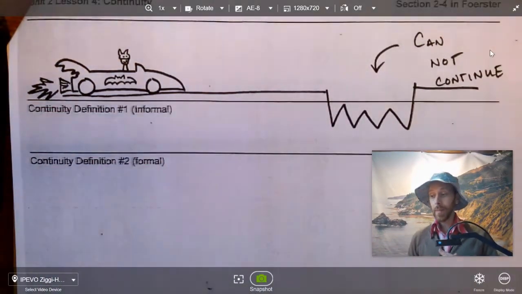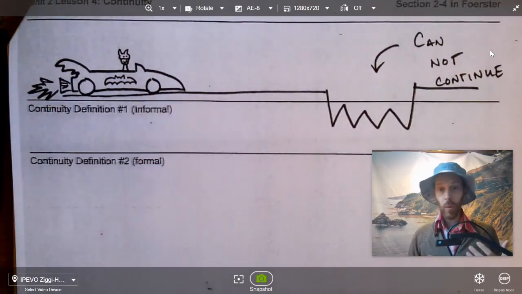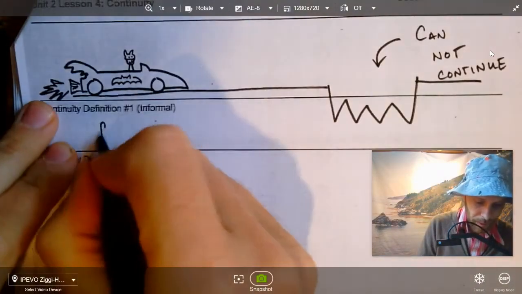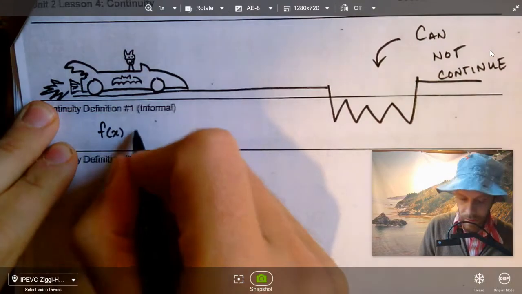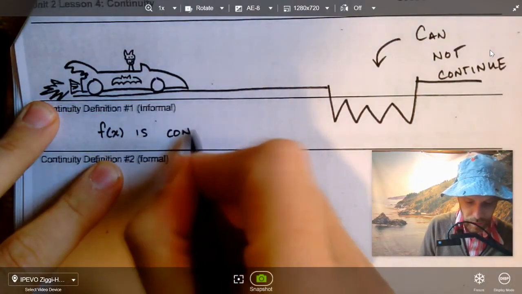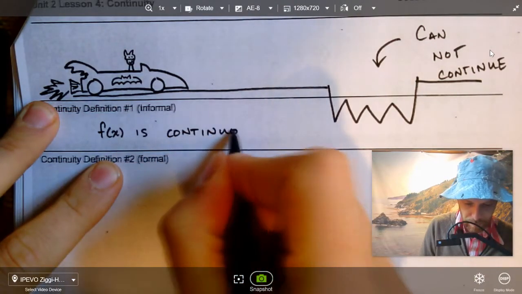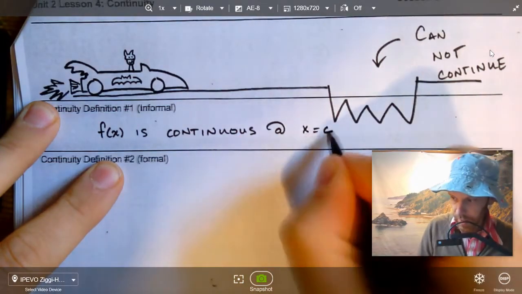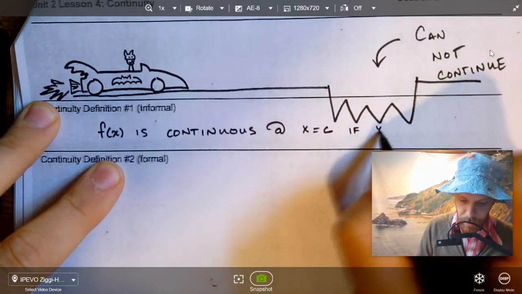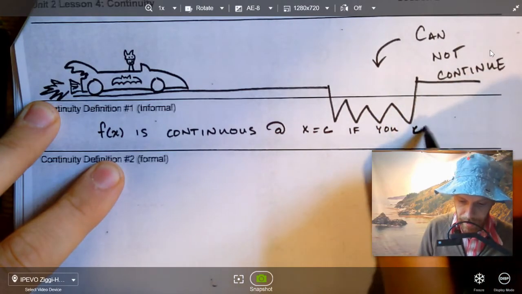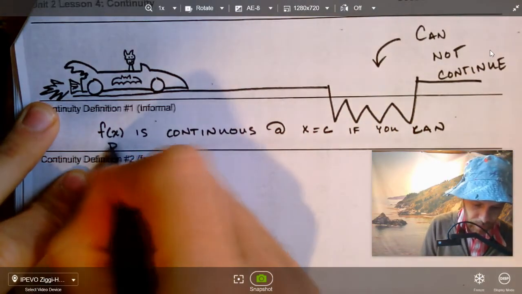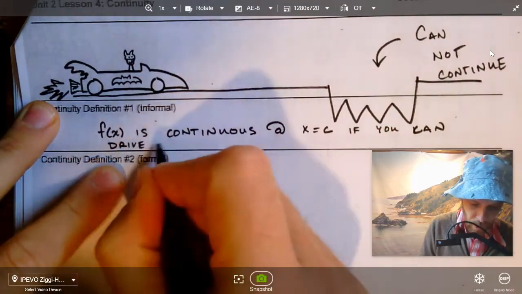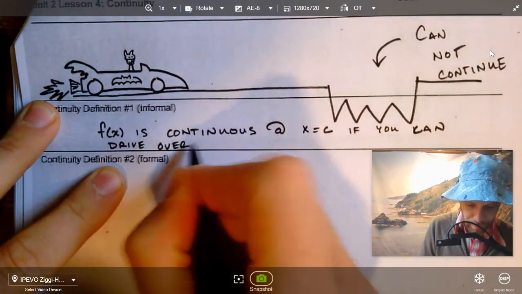Today, we're going to be talking about something called continuity, and as a rule, you can say that f of x is continuous at x equals c if you can drive over it.